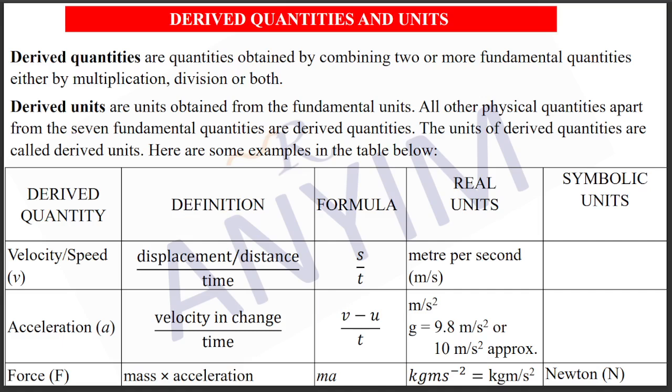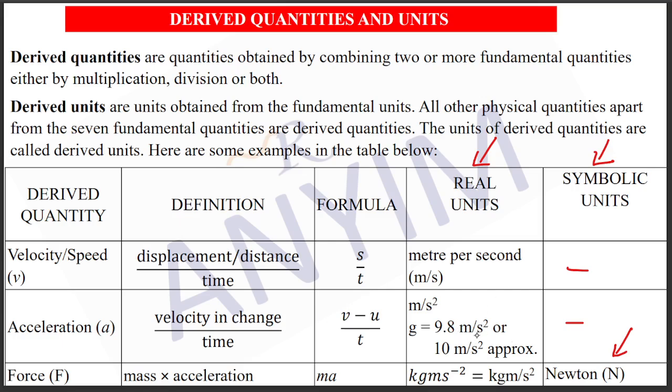All right, so we have already looked at fundamental quantities. Now we want to consider derived quantities and units. But I need you to know the difference between real units and symbolic units. For instance, velocity does not have a symbolic unit. This one also does not, but notice that force has both a real unit and a symbolic unit.